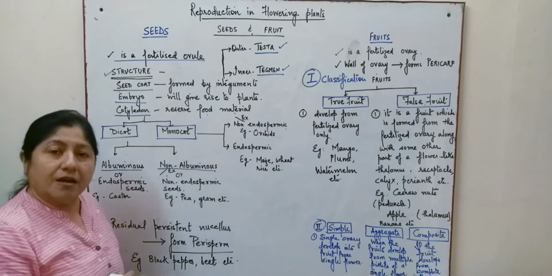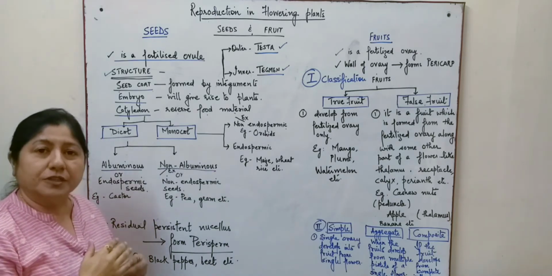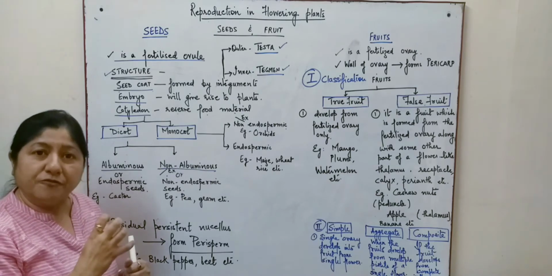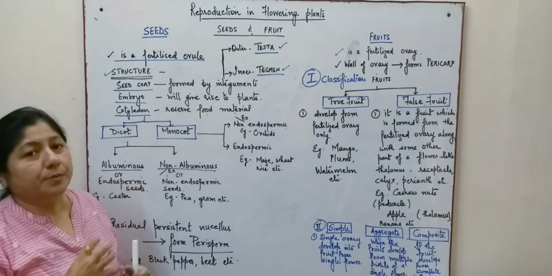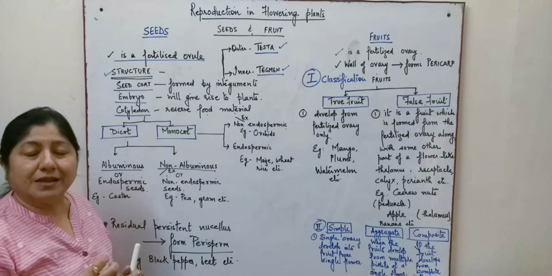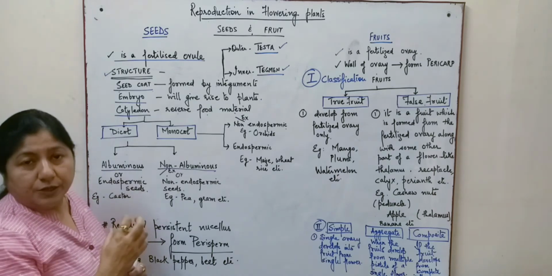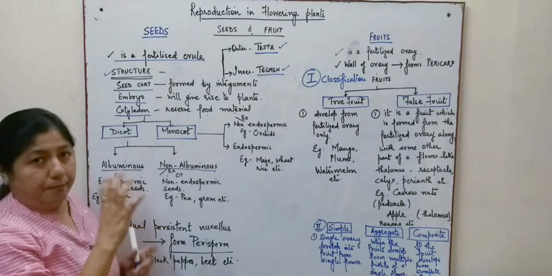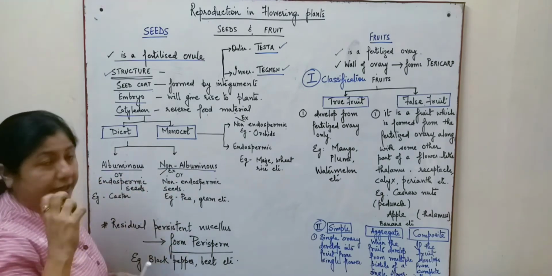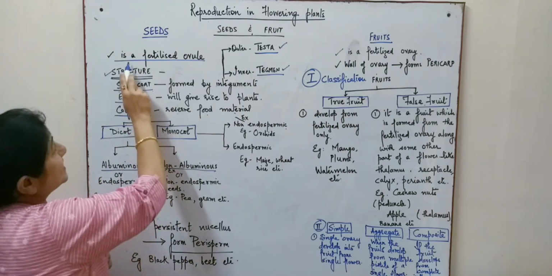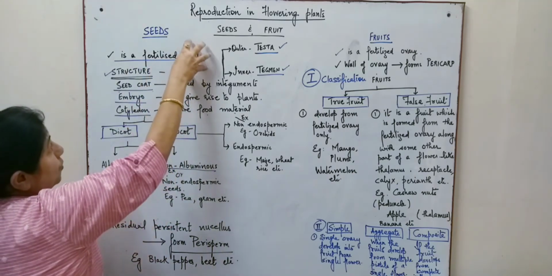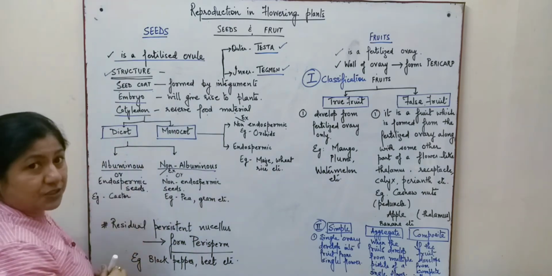Now, seeds are formed as a result of double fertilization, that is the fusion of one female gamete with one male gamete, and the second male gamete fuses with the polar nuclei, that is two polar nuclei, to form the new cell, the endosperm. So here the seed is a fertilized ovule, and this ovule has a definite structure.